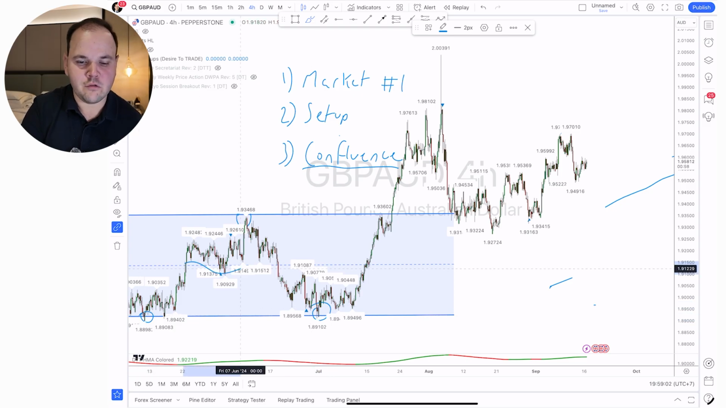In the middle of the range, it doesn't make sense to do anything because we're going to be bouncing off a lot. It's only when we have highs and lows that it makes sense to look at trades in this market.